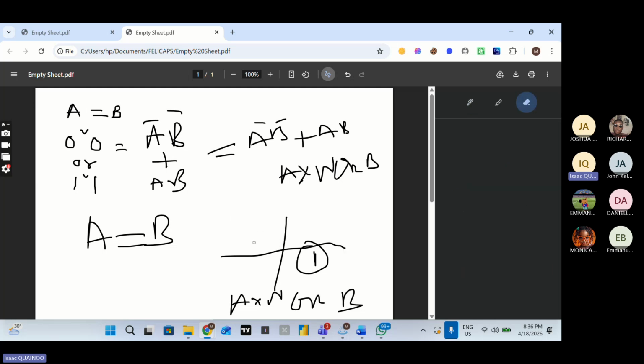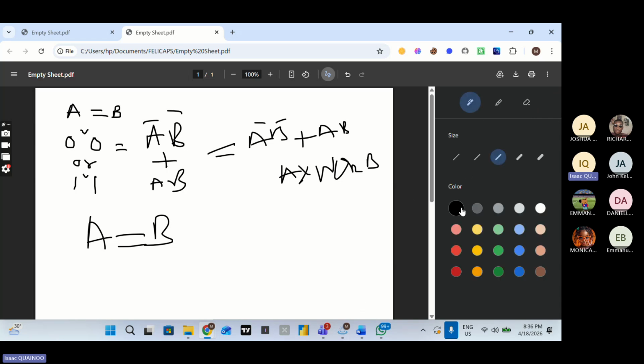When you are dealing with equality, which is A equals B, the expression is always going to be your XNOR. It doesn't matter if you have 3 inputs, and let's say you have a C, it's going to be an XNOR of the 3, which is A XNOR B XNOR C. So if you have A and B, then you are surely going to get an A XNOR B right here. So there is no need to even do all this. Immediately you see A equals B, you just take this as it is.